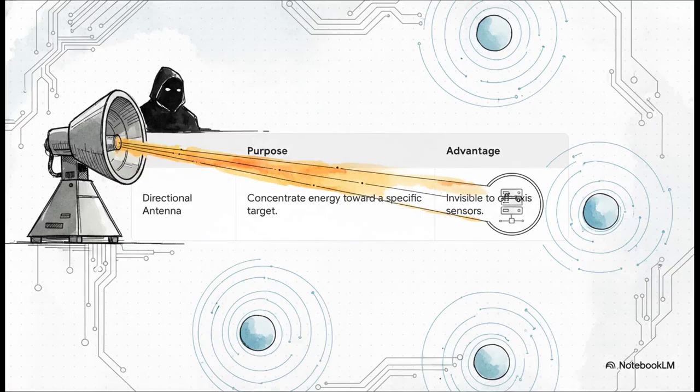So here's how this works. The tactic is to use that directional antenna to stop the signal from spreading out, and instead focus all that energy on the target. And the advantage? It's huge. If a security sensor isn't in the direct path of that tiny beam, it will detect absolutely nothing. The attacker is basically invisible to any system that's even a few degrees off to the side.